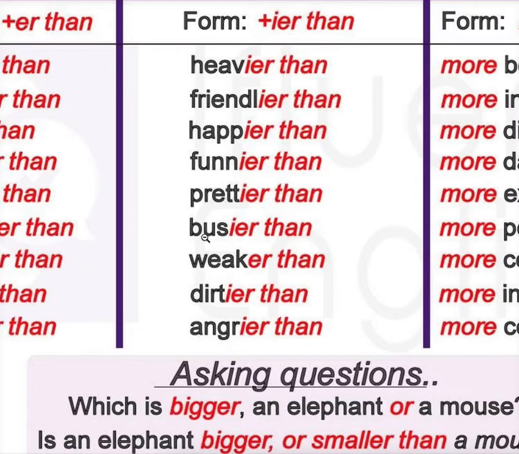So, I don't know, my mother is busier than me. What is the meaning of busy? Ocupado. No, negocio es business. Pero busy, ocupado, okay? So busier than, más ocupado, okay? Weak or weaker, okay? What happened here?